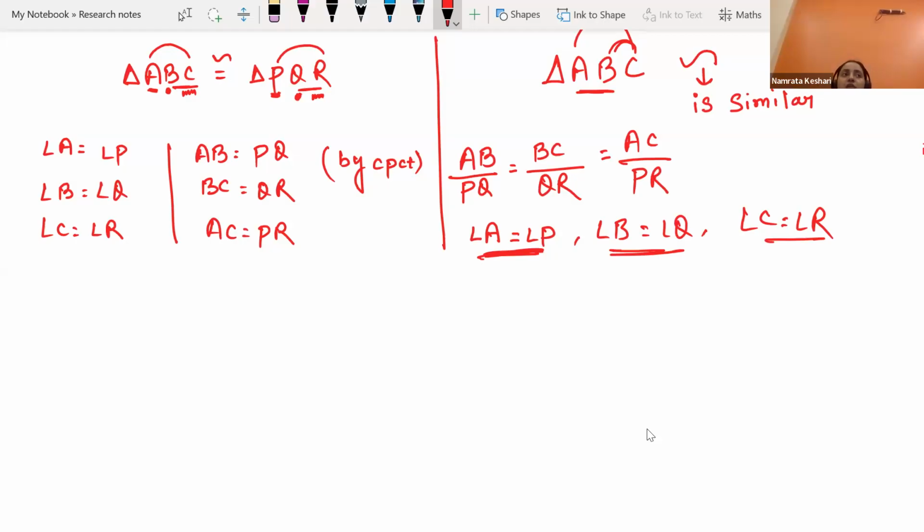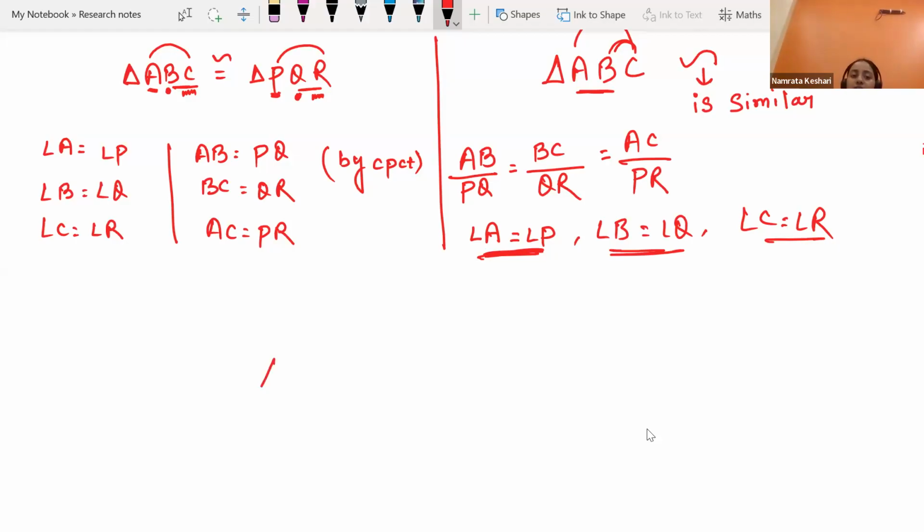If I am telling you there is a triangle ABC and there is a triangle PQR, where angle A and angle P are the same, angle B and angle Q are the same, angle C and angle R are the same. So can you say that both triangles are exactly the same in size also? Can you say that? Yeah, we can, because it's congruent.